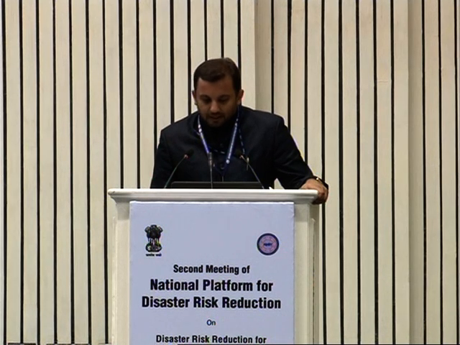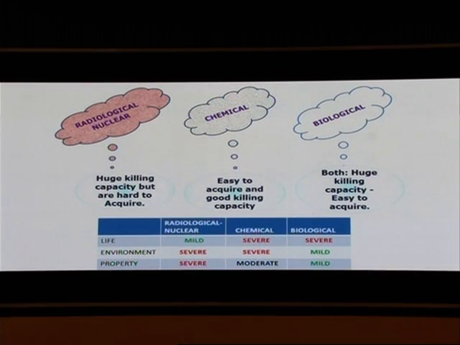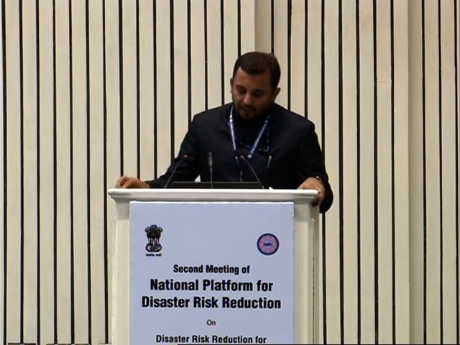We are also at equal threat from increasing chemical agents, which are very toxic, as well as radiation dispersal devices and radiation-emitting devices. It affects not only life, but also the environment and property. Here in a chart, we have tried to show in a heat map matrix how it affects life, property and environment.